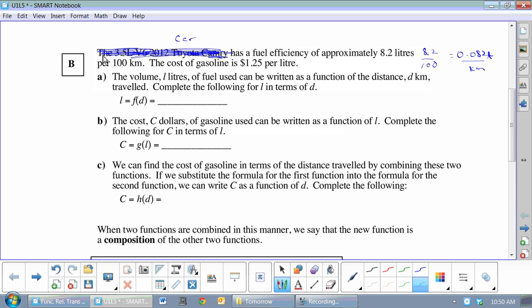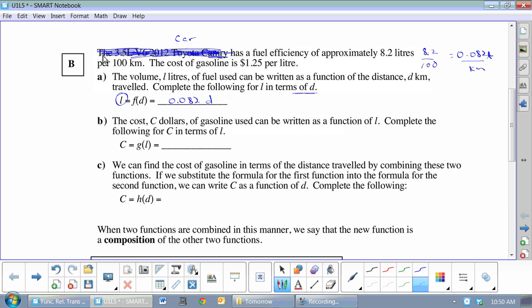Now, with this, we're going to do a composite function. You'll see how this works. So the first thing is, it asks how many liters I would use if I had to make it in terms of distance. So the number of liters I would use would be 0.082 times the distance.